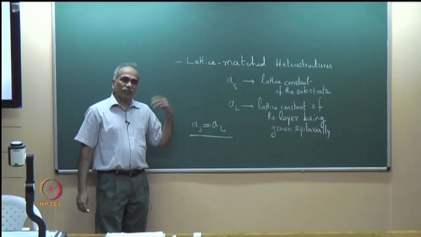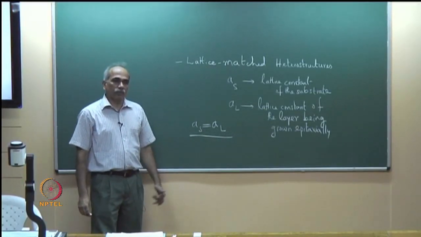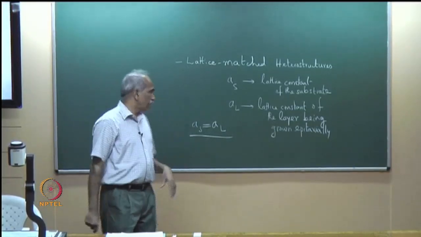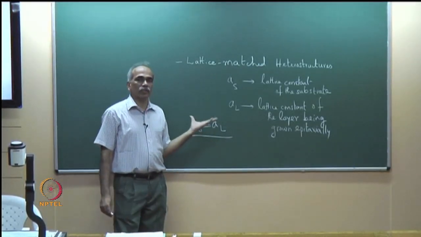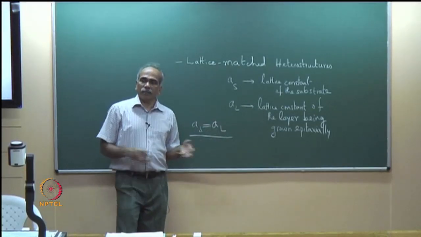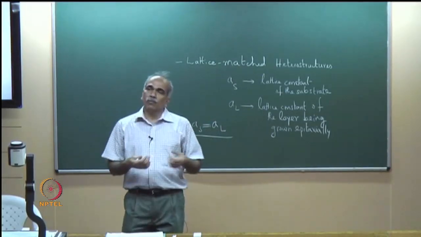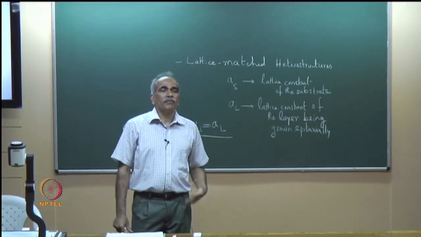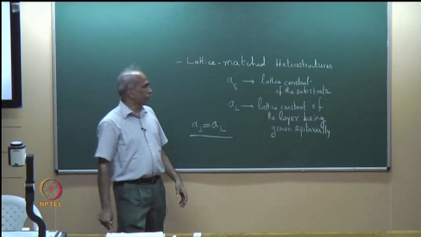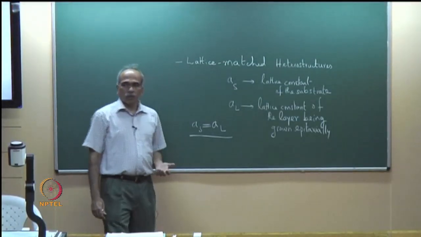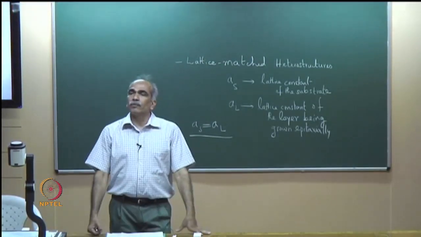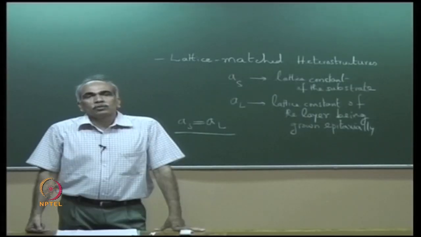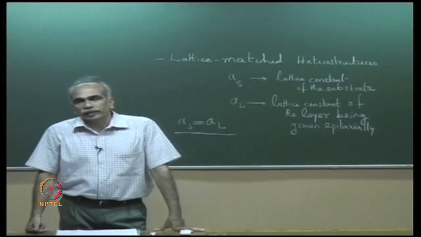But what would happen if As is not equal to Al? In the last class, I showed that if As is not equal to Al, there are some atoms which do not participate in the bonding, and then there are dangling bonds which are defects in the medium, and the defects always increase the possibility of non-radiative recombinations, which is detrimental to the performance of optoelectronic devices.